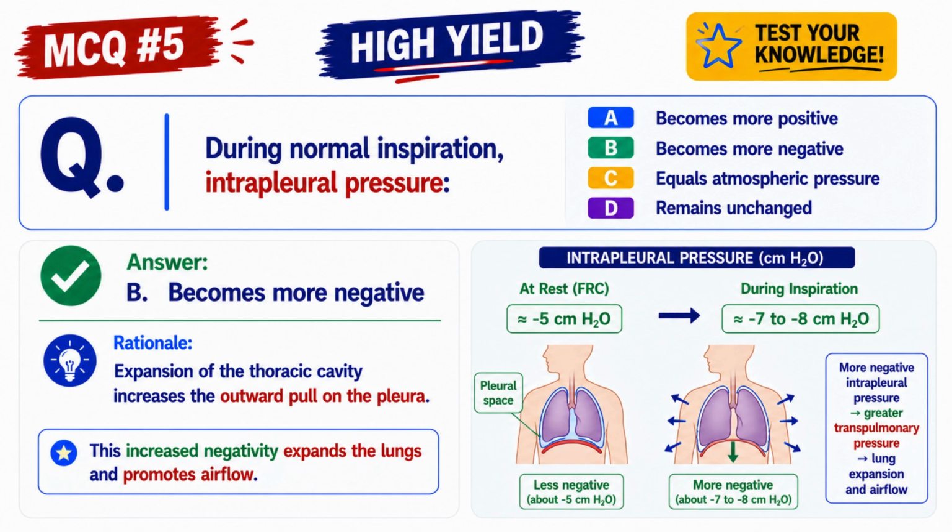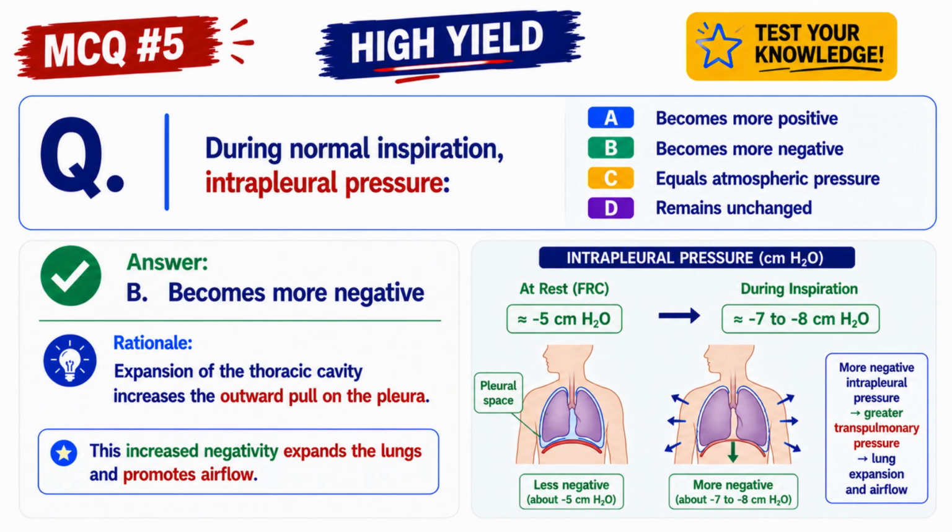The lung is pulled outward by the expanding chest wall. The intrapleural pressure becomes more negative, approximately -7 to -8 centimeters of water during quiet breathing, even more negative during deep inspiration. This increased negativity does two things. It further expands the lungs, pulling alveoli open, reducing alveolar pressure below atmospheric, creating the pressure gradient that drives air into the lungs. Air flows from high pressure outside to lower pressure inside.